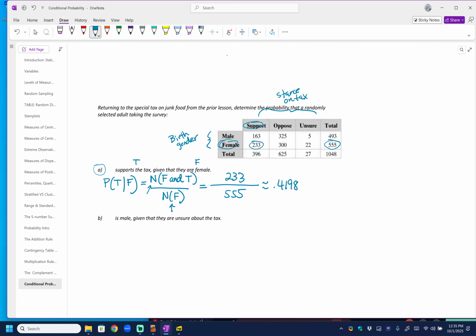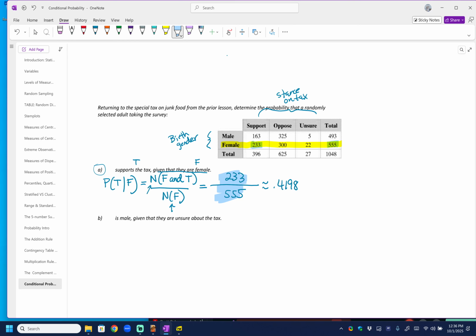But again, technically, you can do this mentally and not with the formula. So you can say, we know that it's given that they are female, which means what is the only thing that we care about in this study? We only care about the females. So then they said, well, out of the females, how many support the tax? Well, clearly, that's this number. So out of the females, which is 555, 233 support the tax. And guess what? That's exactly what we got when we actually utilized the formula.